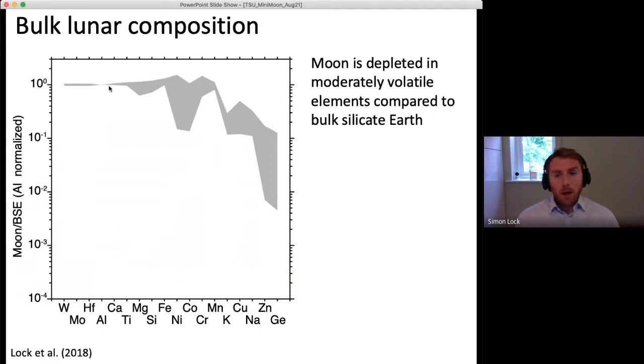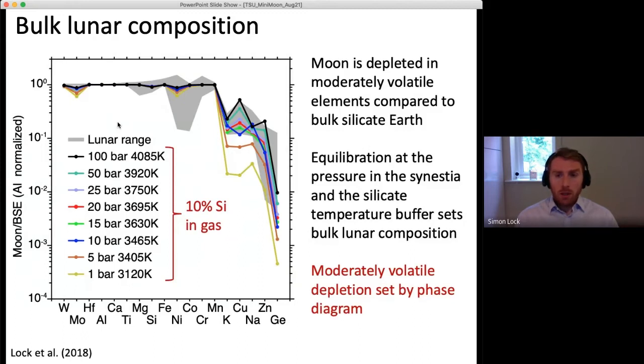And this gray band here is the range of different estimates that have been made for the moon. And there's a range because basically there's a lot of uncertainty. We have a limited sampling of the moon, and so depending on what assumptions you make, you end up with a slightly different range. And what we can do is say, okay, we know what the temperature buffer is for this material. We know that the pressures in the Synestia are on the order of tens of bars. What does that actually mean? What would the composition of the moon look like at those conditions?